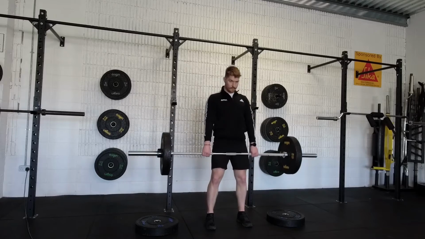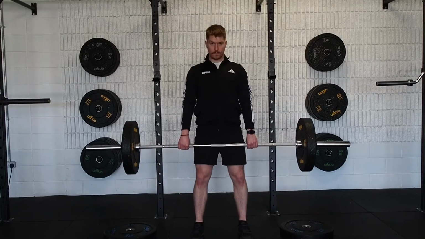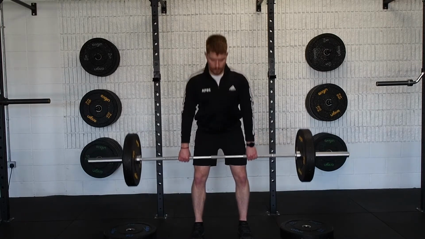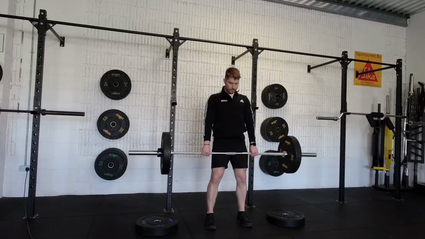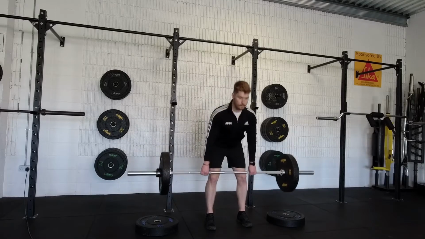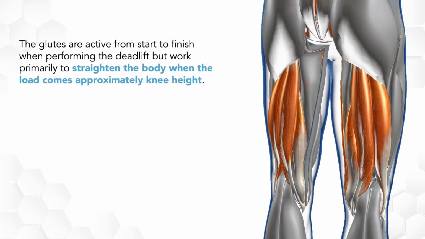This means the primary movers of the deadlift are the glutes and hamstrings. Although the deadlift is seen as a posterior muscle group movement, the quadriceps are also a primary muscle group in the deadlift, with most of their recruitment happening at the first pull phase from the ground. The glutes are active from start to finish when performing the deadlift, but work primarily to straighten the body when the load comes approximately to knee height.